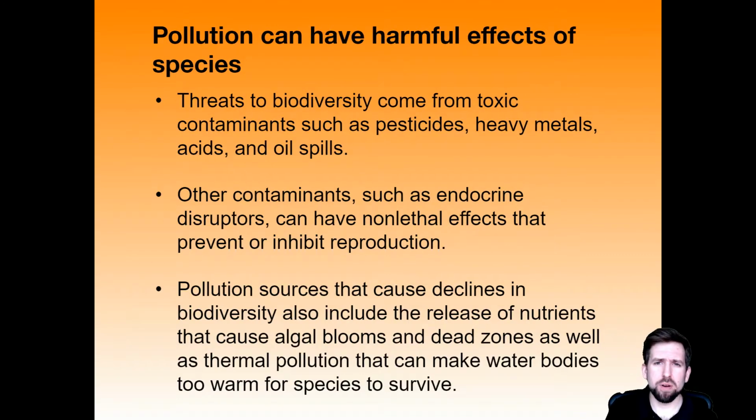So aside from hurting the populations by taking some members and moving them from one place to another, what else could be an issue? Well, pollution definitely has harmful and widespread effects on species, depending on what it is. So threats to biodiversity come from toxic contaminants such as pesticides, which wash in from agricultural land, heavy metals, acids, and oil spills. All of those we've talked about in the past and definitely have led to some bad situations for populations that live in those areas.